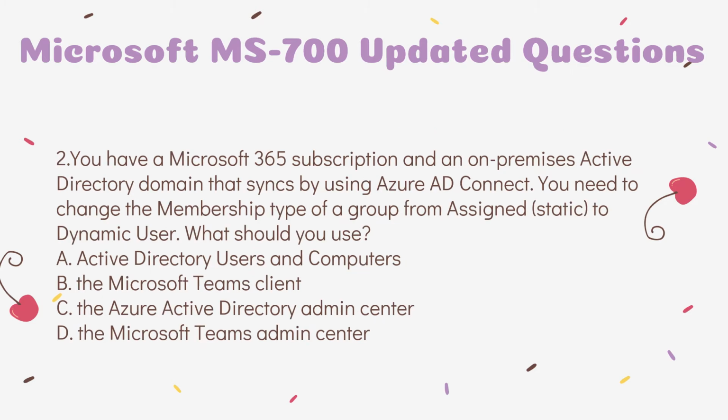2. You have a Microsoft 365 subscription and an on-premises Active Directory domain that syncs by using Azure AD Connect. You need to change the membership type of a group from assigned, static, to dynamic user. What should you use? A. Active Directory users and computers. B. The Microsoft Teams client. C. The Azure Active Directory Admin Center. D. The Microsoft Teams Admin Center.